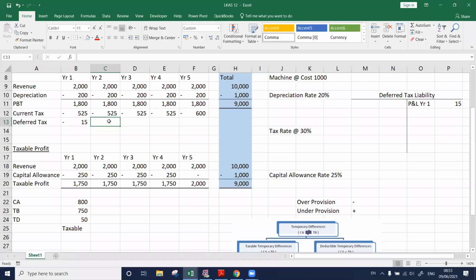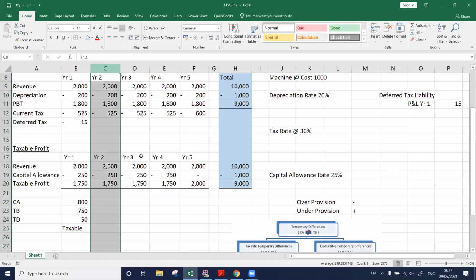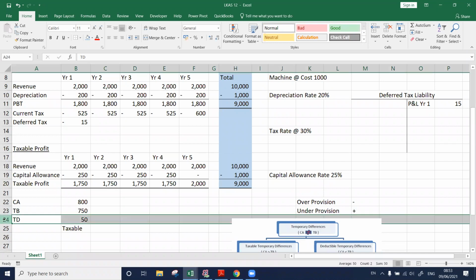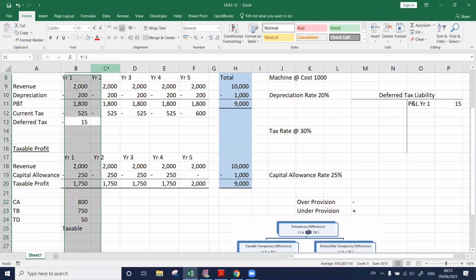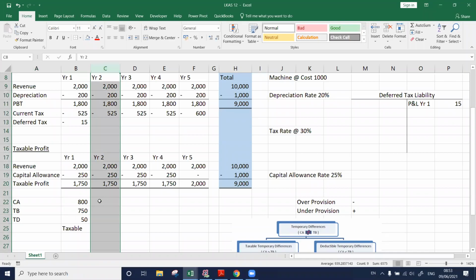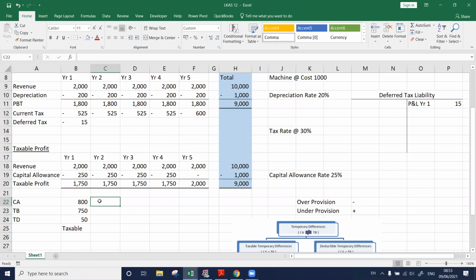Right. So now here in year 2, first what we need to do? Before determining the deferred tax, we need to determine what? What is the temporary difference? How to determine that? It is the difference between these two, carrying amount and tax base. When it comes to year 2, what is the carrying amount?